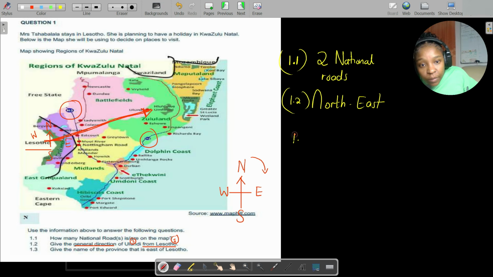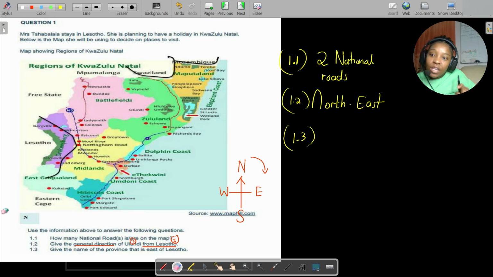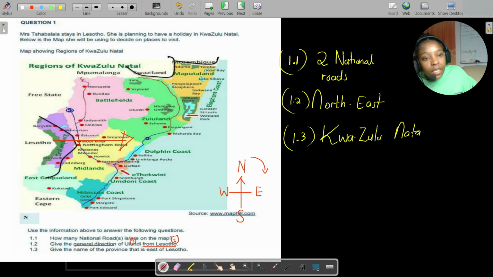Okay, question 1.3. Question 1.3 is asking, give the name of the province that is on the east of Lesotho. So now we're analyzing this. We want the name of the province that is on the east of Lesotho. Because this is Lesotho, what's on the east? We can see that on the east we've got Umhlanga Rocks, we've got Ballito, we've got Durban. So that basically means that the province that is on the east of Lesotho is KwaZulu-Natal. That is the province.